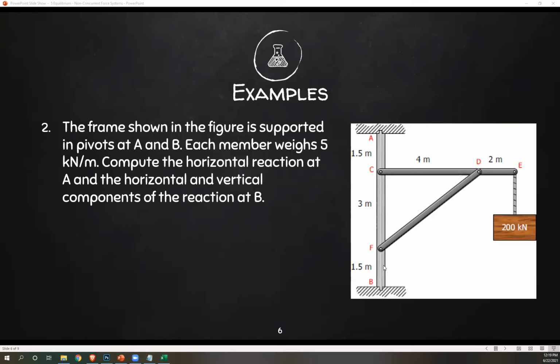So we're looking for 3 things: horizontal reaction at A, and then horizontal and vertical reactions at B. Okay, so first thing to take note of is your weight. So each member, meaning member AB, CE, and DF, carries 5 kilonewtons per meter. Now take note, that's not a point load, right? It's kilonewton per meter, so meaning that's a distributed load. So whenever you have a distributed load, you have to convert that to a point load.